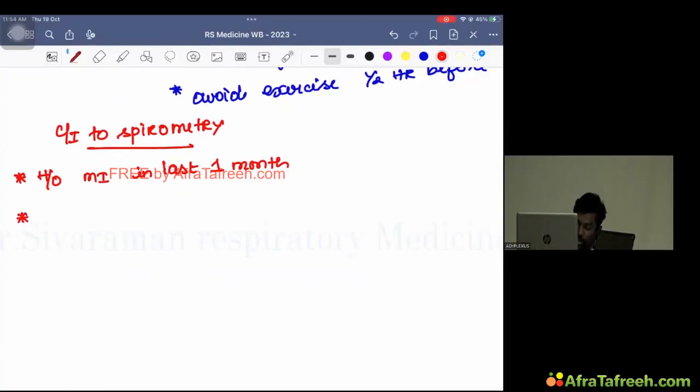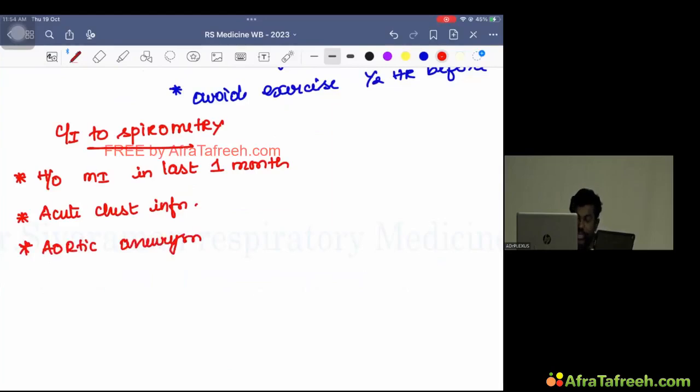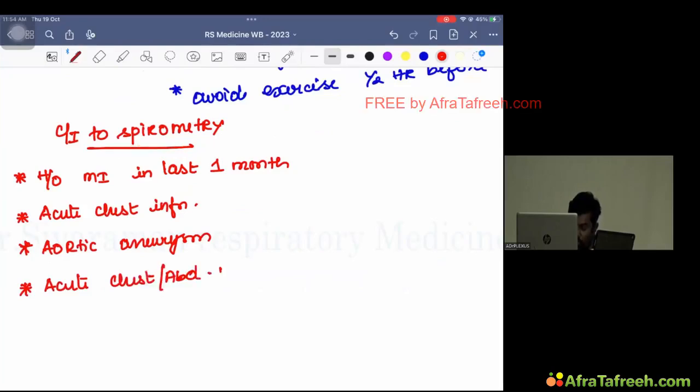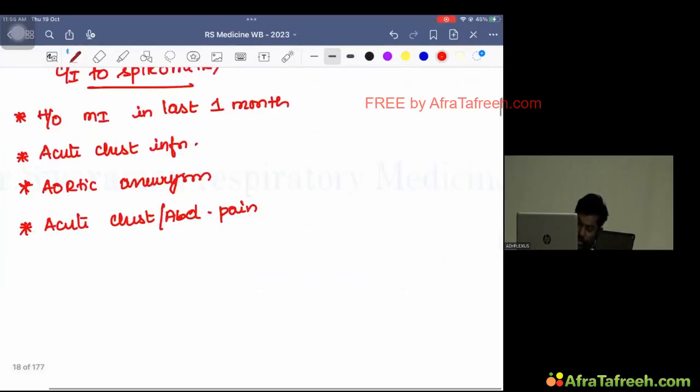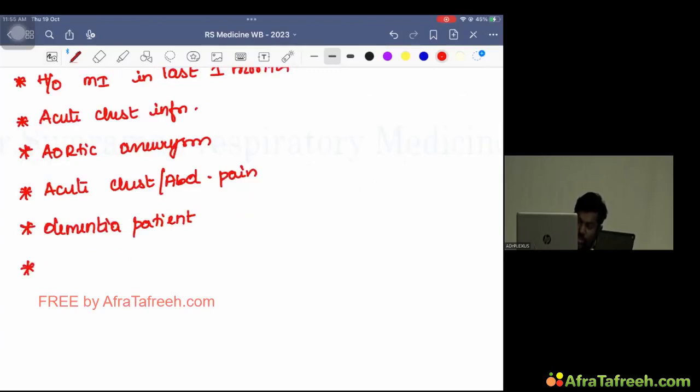And with acute chest infection, you cannot do spirometry. In aortic aneurysm, it is contraindicated. In acute chest and abdomen pain, it is contraindicated. It is contraindicated in dementia patients.